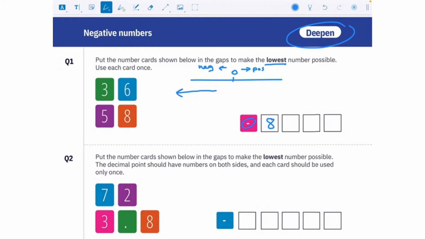So 8,653, because we're making this number as big as possible so that we go as much into the negative as possible, and that makes it the lowest possible number.